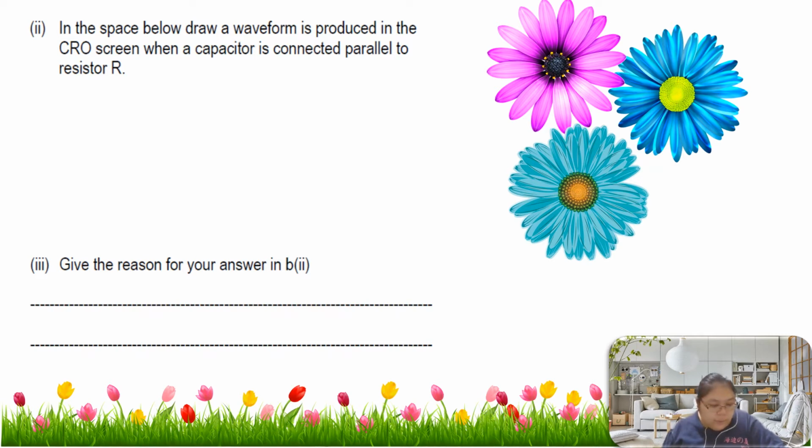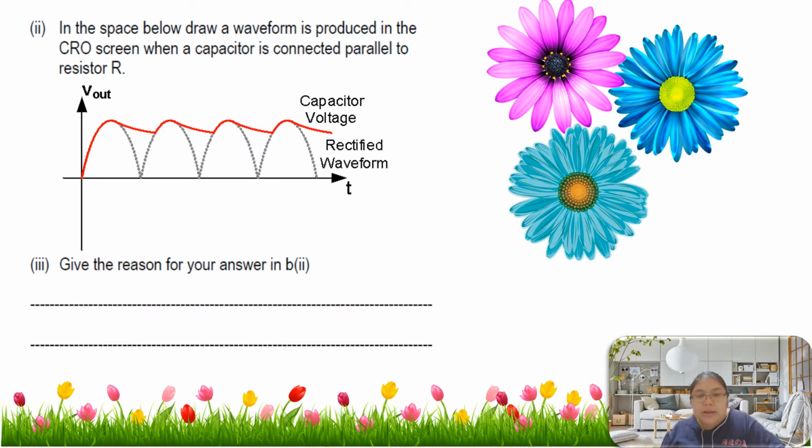Okay, then we go to number 2. In the space below, draw the waveform produced on the CRO screen when the capacitor is connected parallel to the resistor R. That means you need to draw the smooth full wave rectification wave pattern. So from here you just add the smoothing part. Okay, let's see here. This one is a full wave rectification, and there is also a capacitor, so it can smooth the current, or you could say the voltage output.